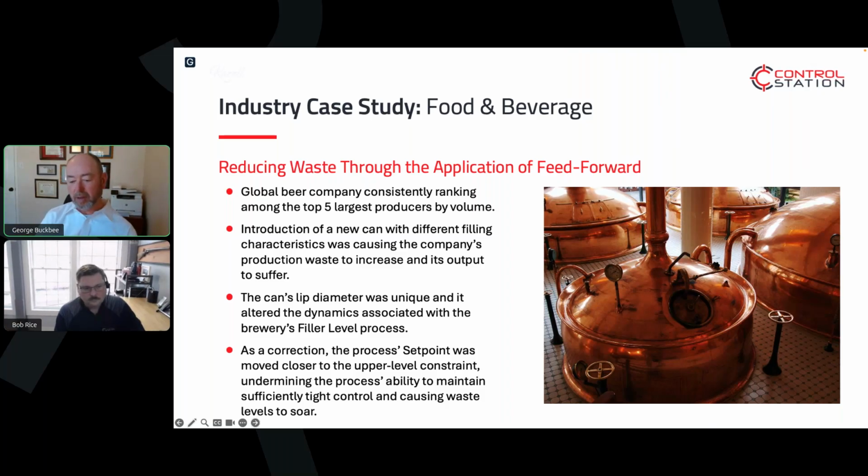The brewery had implemented a new type of can, and the can diameter was a little bit different, and it had an impact on the filling process. If you're familiar with these filling processes, you have hundreds of thousands of bottles or cans rolling through at once, and trying to keep them all filled at the appropriate level is really critical, because if you overfill, you're giving away product, giving away beer.